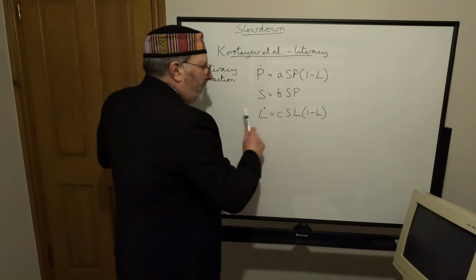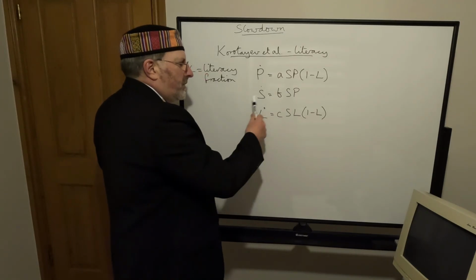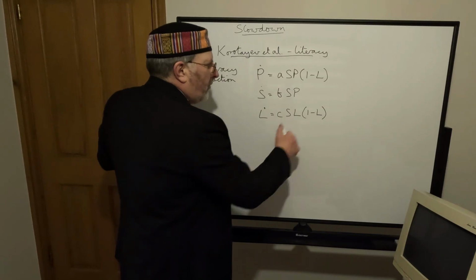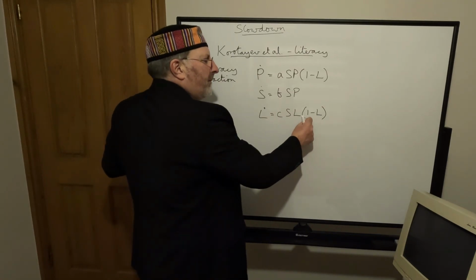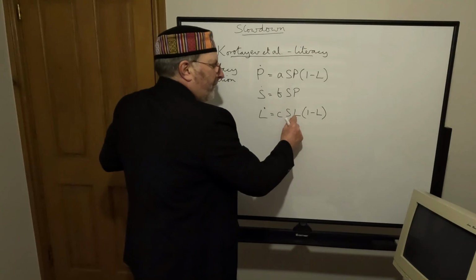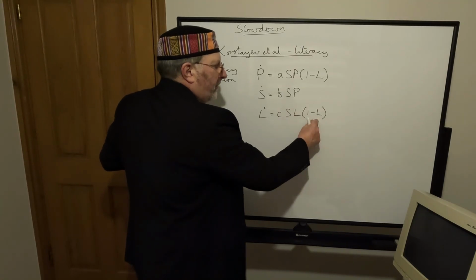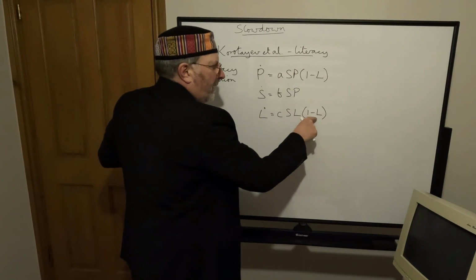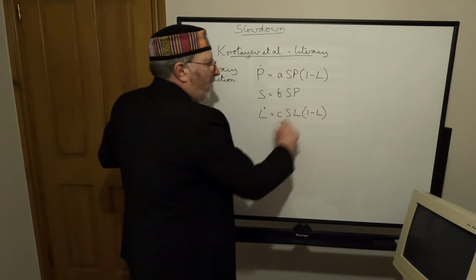But they also now introduce an equation to suggest how literacy grows. So they suggest that literacy grows logistically towards its maximum value of 1. So that's the L into 1 minus L. We can see that as L reaches 1, L dot will stop growing. It will stabilize at its maximum value of 1.